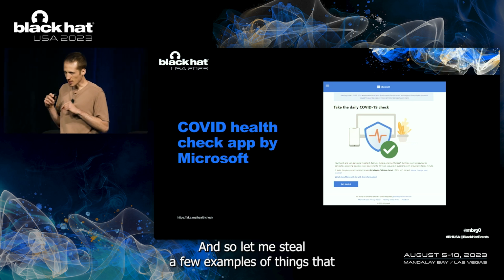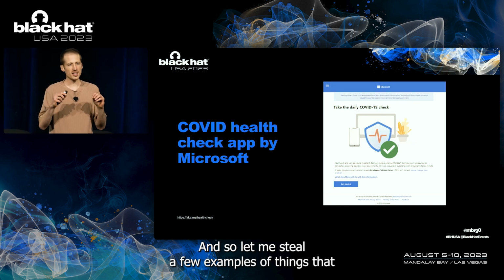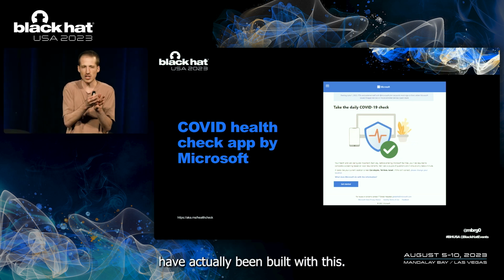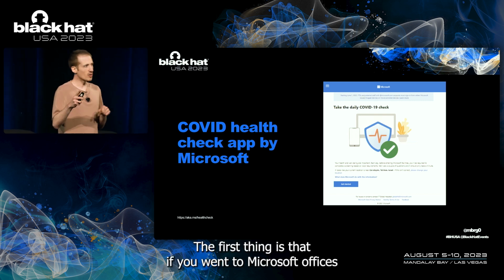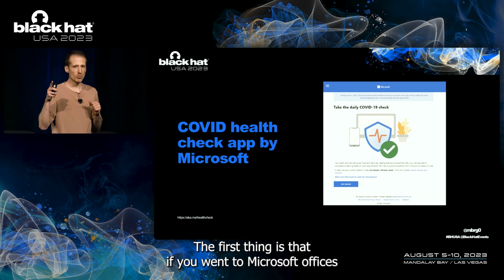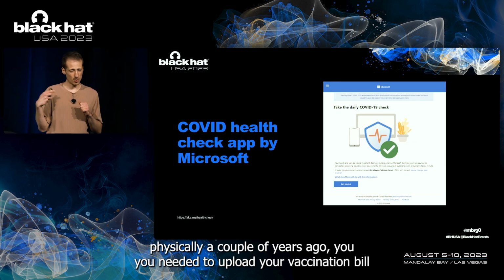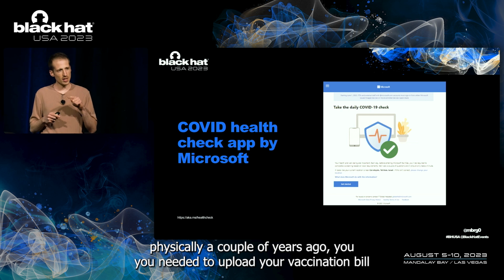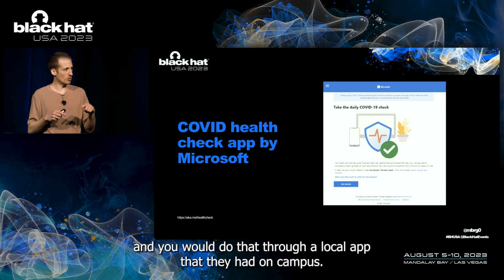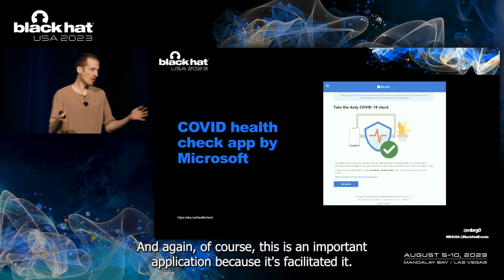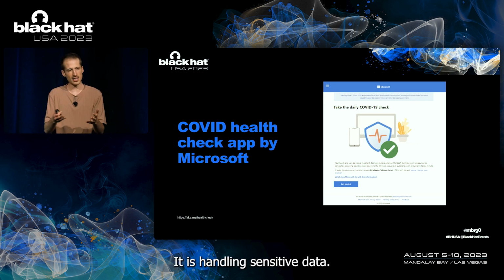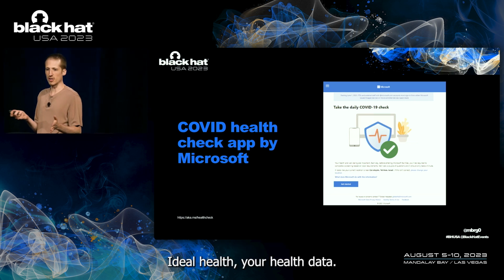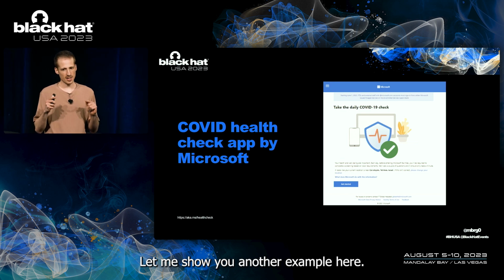And so let me share a few examples of things that have actually been built with this, so we are all on the same page on why this is important. The first thing is that if you went to Microsoft offices physically a couple of years ago, you needed to upload your vaccination proof. And you would do that through a low-code app that they had on campus. And again, of course, this is an important application because it is handling sensitive data, right? Your healthcare data.